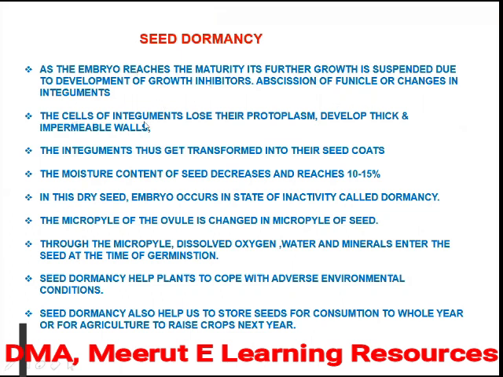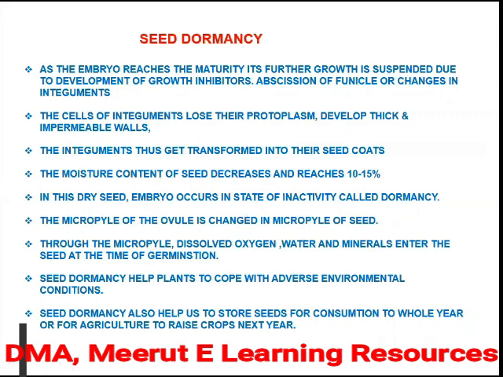The cells of integument lose their protoplasm. They develop into thick and impermeable walls. The integuments thus get converted into seed coats that we already have discussed, testa and tegmen. Now the moisture content of the seed decreases and reaches up to 10 to 15 percent. In this dry condition, seed can be stored and can be consumed throughout the year.